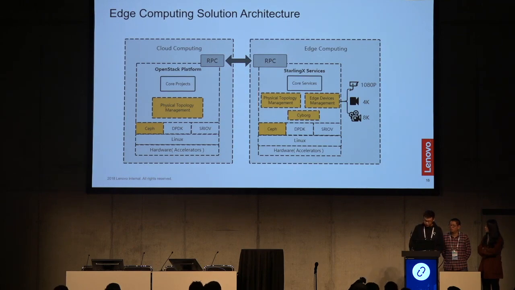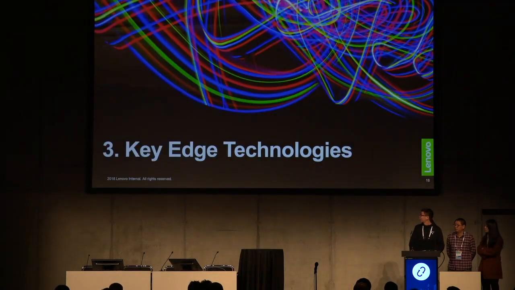Both in cloud computing and edge computing, they bring together technologies like Ceph, DPDK, SR-IOV, and some accelerators. Both in the data center platform, OpenStack, and in StarlingX, we are using Ceph as our storage backend. We have done a lot of optimization of Ceph performance, such as erasure code, online upgrade, and data consistency enhancement. In this part, I will give you a detailed description about physical topology management, edge devices management, and accelerators.